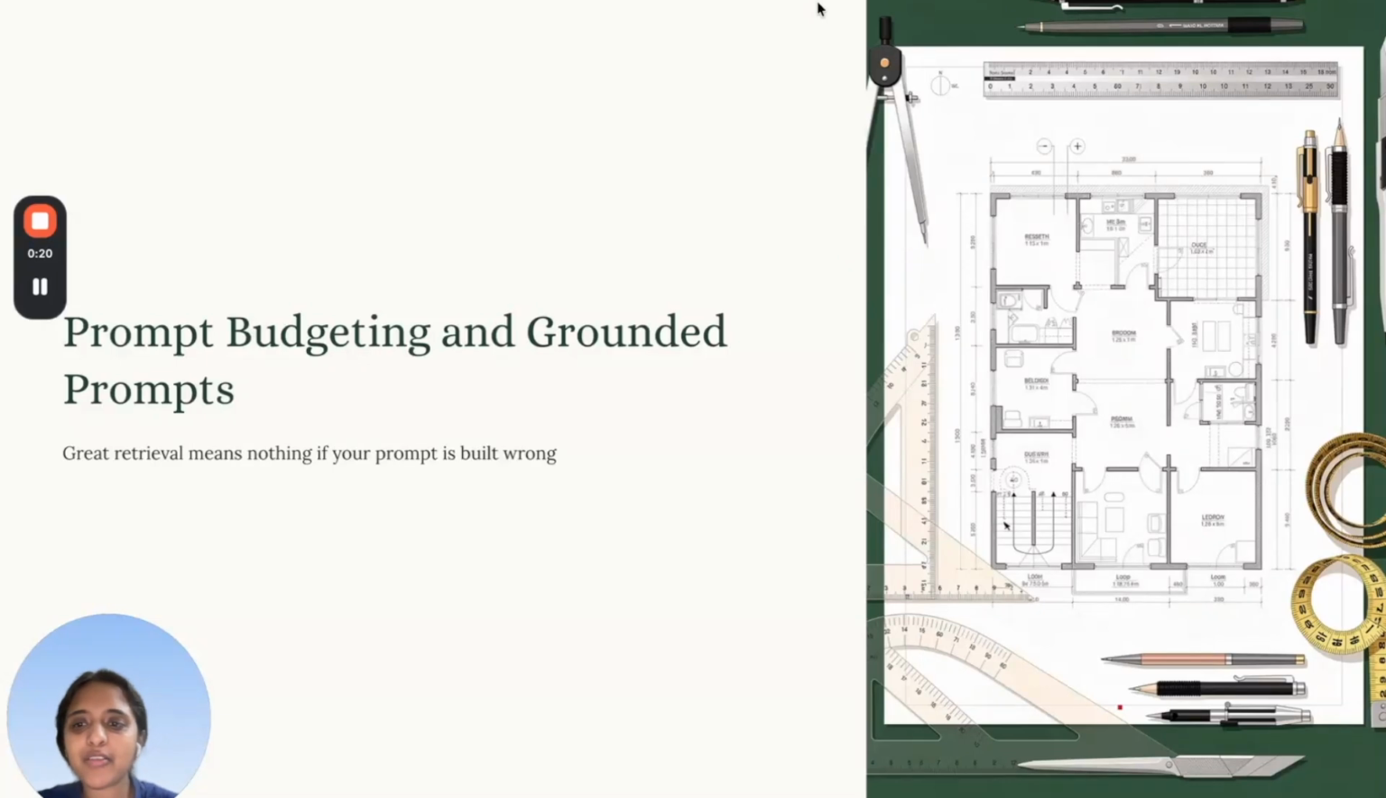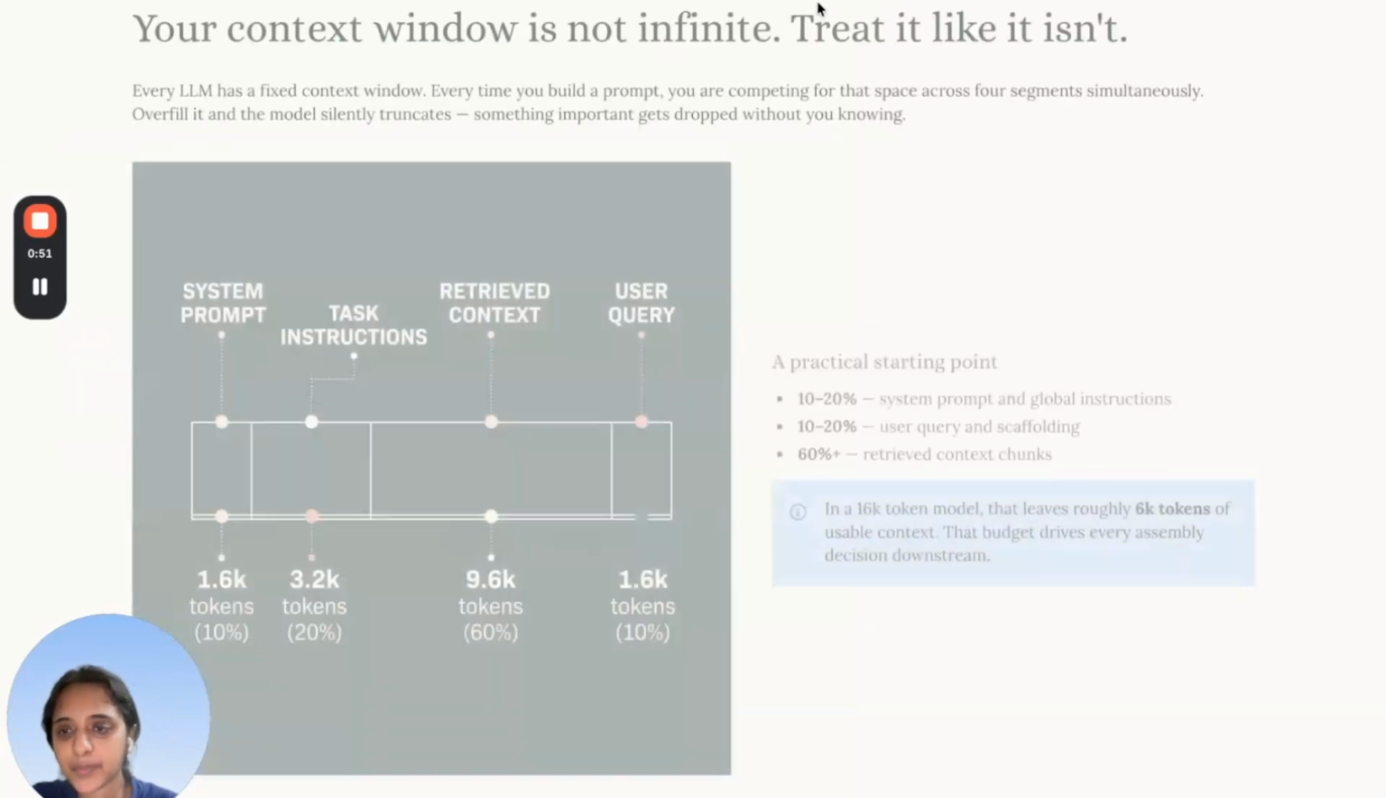Today we are going to learn about prompt budgeting and grounded prompts. Great retrieval means nothing if your prompt is built wrong. So it's very important for us to see how we are prompting our LLM model, how we are passing the context, and how we are going to ensure what type of answer we are going to get from that. That is something that reflects clearly in the generation process. So we need higher faithfulness and correctness.